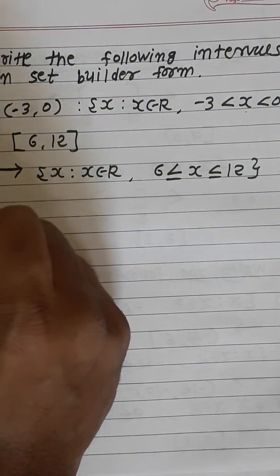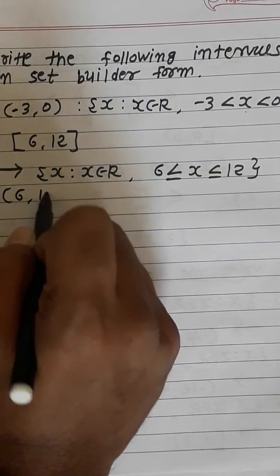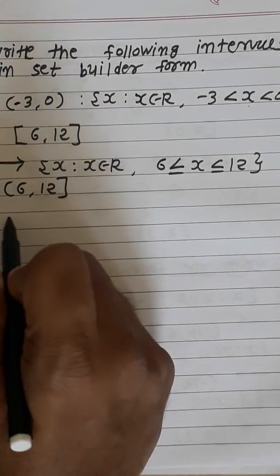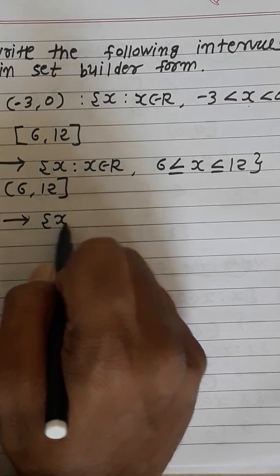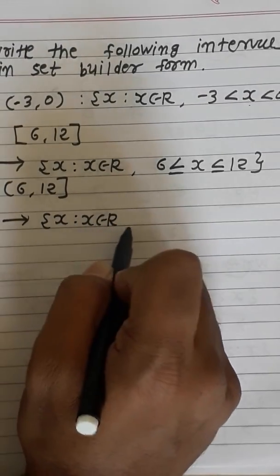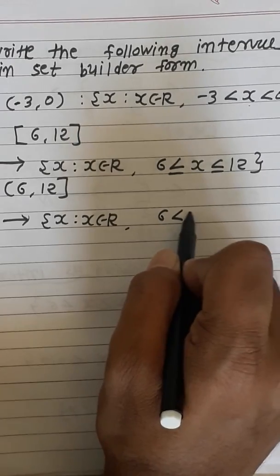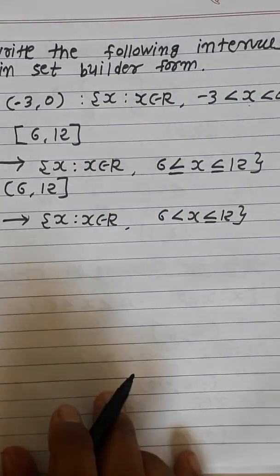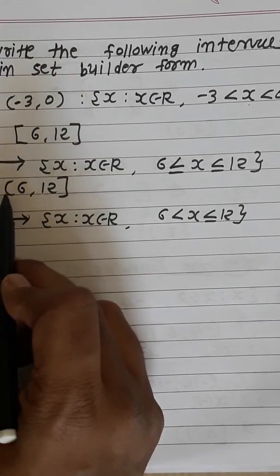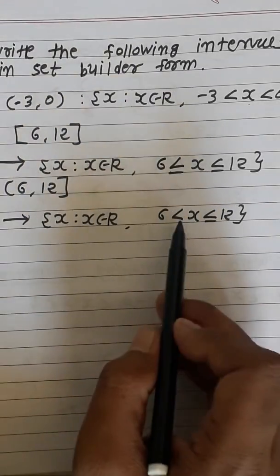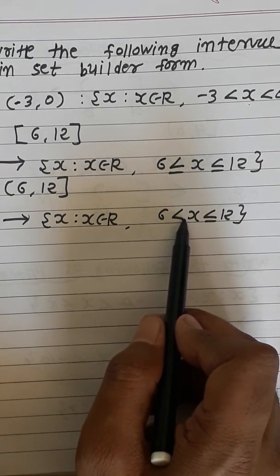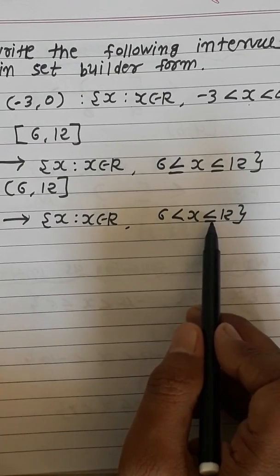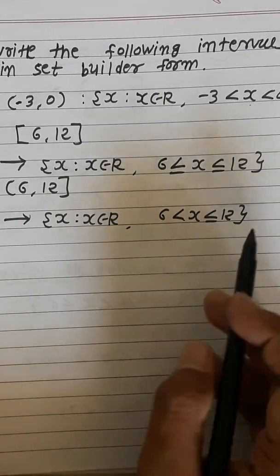Now the next one, open-closed (6, 12]. So {x : x belongs to R, 6 < x ≤ 12}. Here 6 is open, so we write strictly less than, and at 12 closed form is present, so we write less than or equal to.